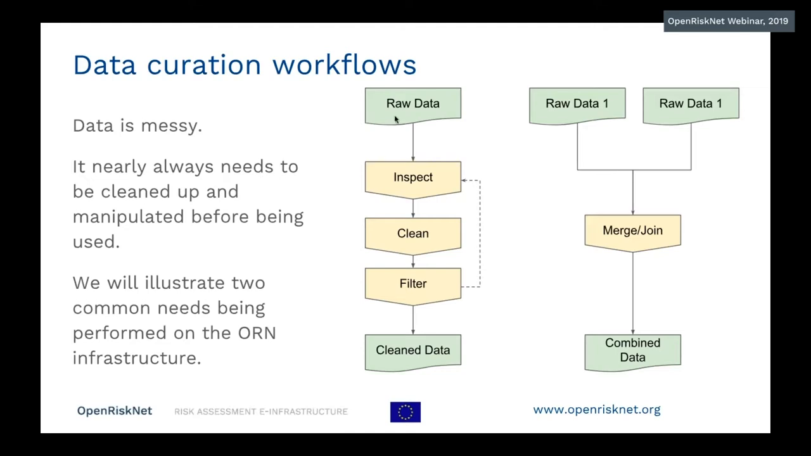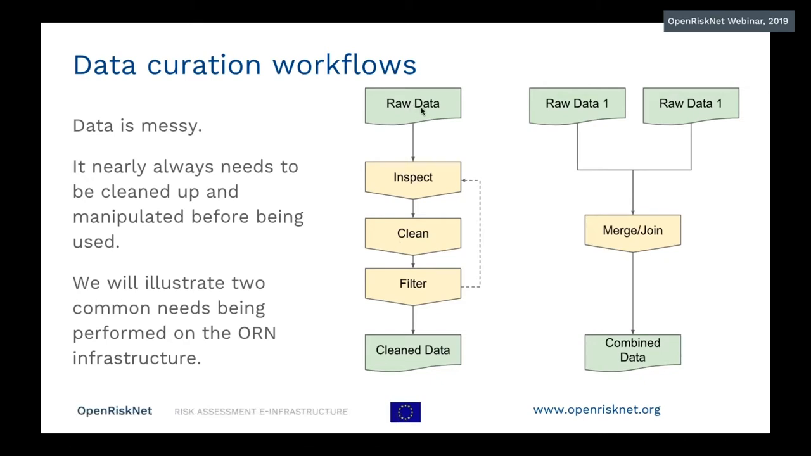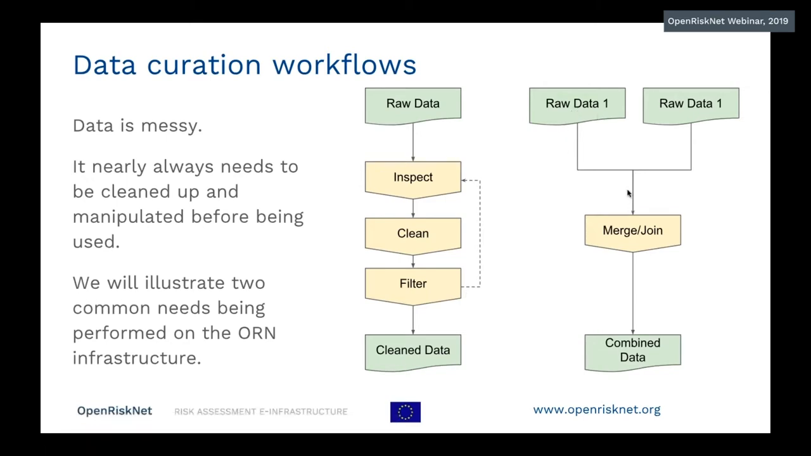And as we've already seen, in very broad terms, you can think of data curation as being cleaning data, which is this left-hand data flow, where you've got some raw data, you want to inspect it. Having found out something about it, you might want to clean it up. You might want to filter out some things that are not suitable. Obviously, this can be iterative, and ultimately, you end up with some clean data. The second workflow is a sort of merge join data workflow, where you've got two data sets and somehow you need to merge them based on common information between those two data sets. And of course, these are not independent. Very often, if you're doing the merge join, you also need to be doing some cleanup as well on it. But conceptually, you can think of it as these two things.